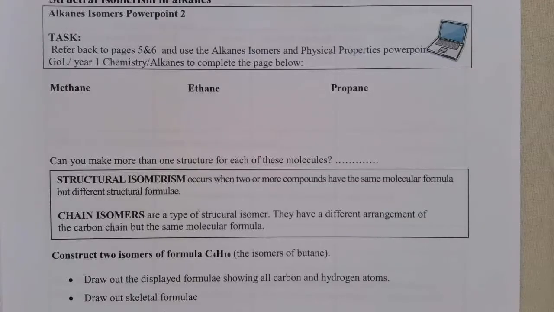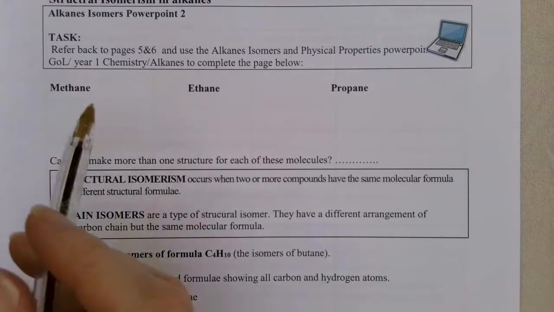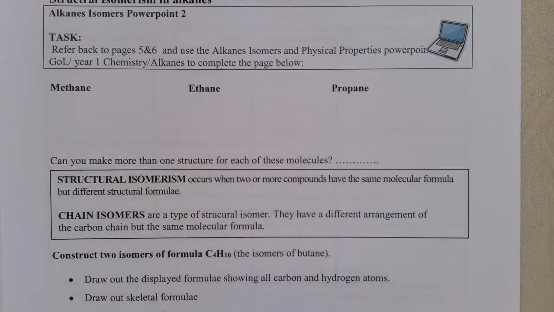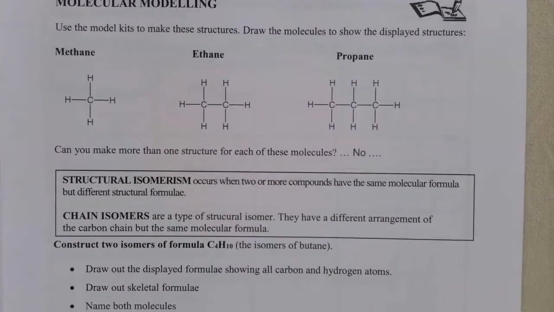Welcome back. In this video we're going to be concentrating on the alkanes, and we're going to be starting by looking at structural isomerism. So we're on page 12 of your notes and we're looking at the three simplest alkanes: methane, ethane and propane.